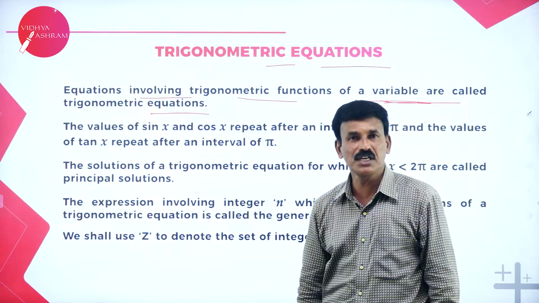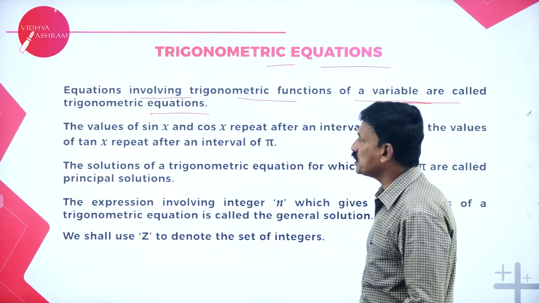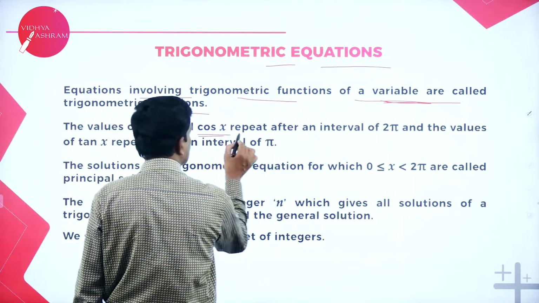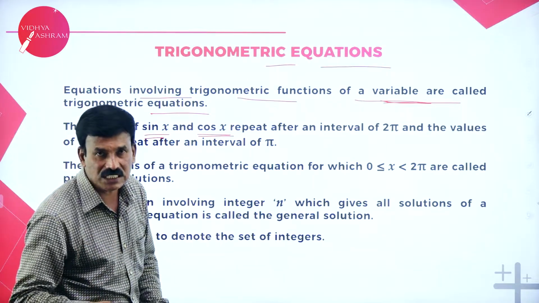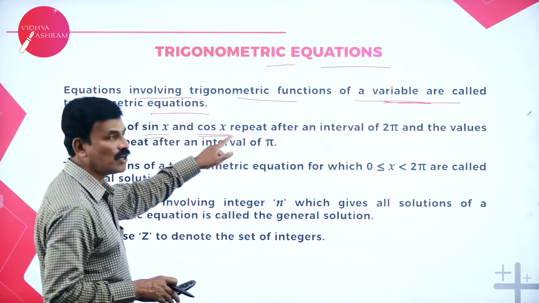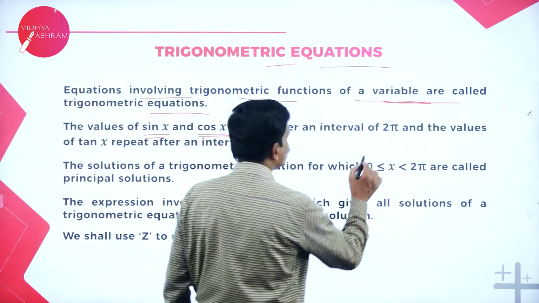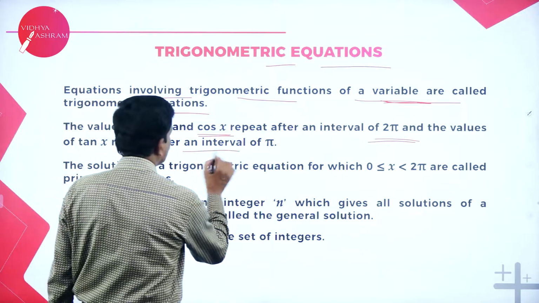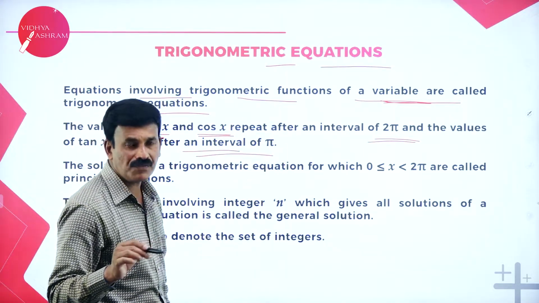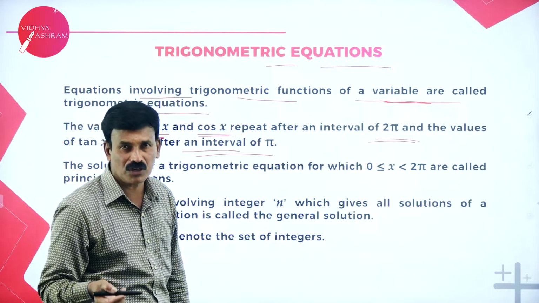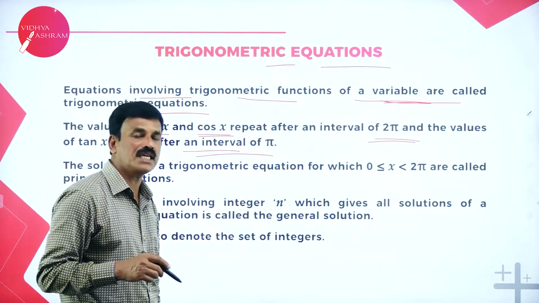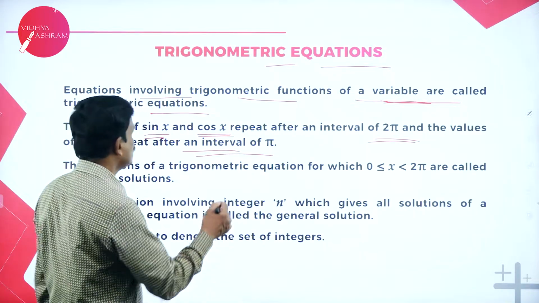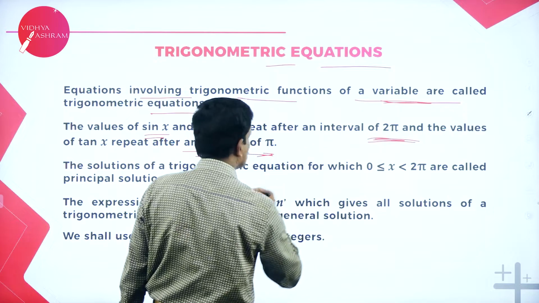We know that the value of sin x and cos x repeats for a definite interval. The value of sin x and cos x repeats at an interval of 2 pi, and the values of tan x repeat after an interval of pi, whereas the values of sin x and cos x will repeat after an interval of 2 pi. So, one is pi, 180 degrees, another one is 360 degrees.